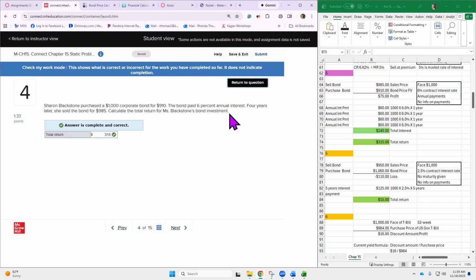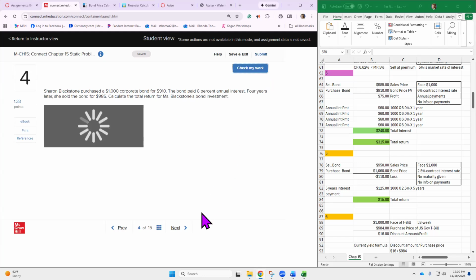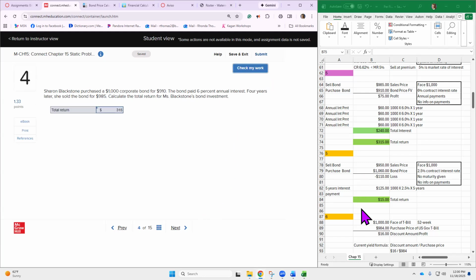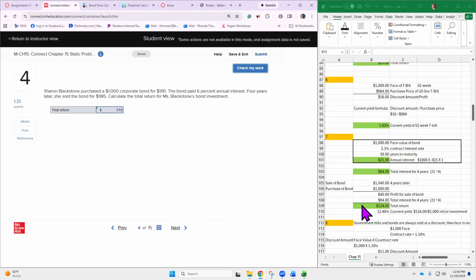If this was sitting in an account, let's pretend this bond is sitting in an account, it's worth $910. Then she got the $60 4 years in a row, and then she received an extra $75 of profit. So you add the profit of selling the bond and all the interest payments together, and that's the total return. Any questions about that? Okay.